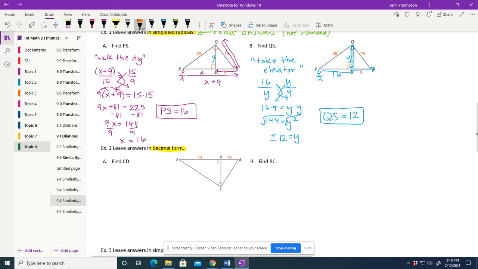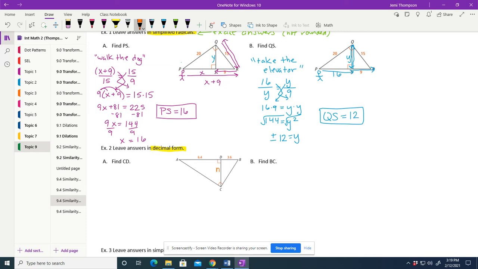Okay, so example 2, very similar type of problem. It gives me different kinds of information. This time it gives me both pieces of the large hypotenuse. And it says find CD. So I'm going to use a different letter this time. Try to get away from the X and Y. I'm going to call this N.